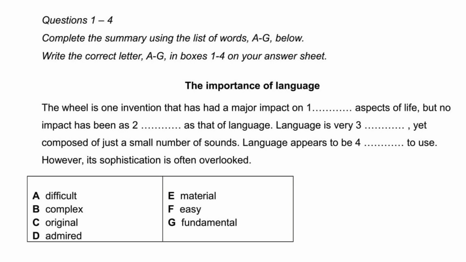B, on complex aspects of life. C, on original aspects of life. D, on admired aspects of life. E, on material aspects of life. F, on easy aspects of life. G, on fundamental aspects of life. So you see the way I'm putting in those words in the gap. I need to go and check the passage and see which word will be the best fit. That's what we are doing when it comes to fixed gap filling questions. I need to check the passage and decide on which word would be a best fit.